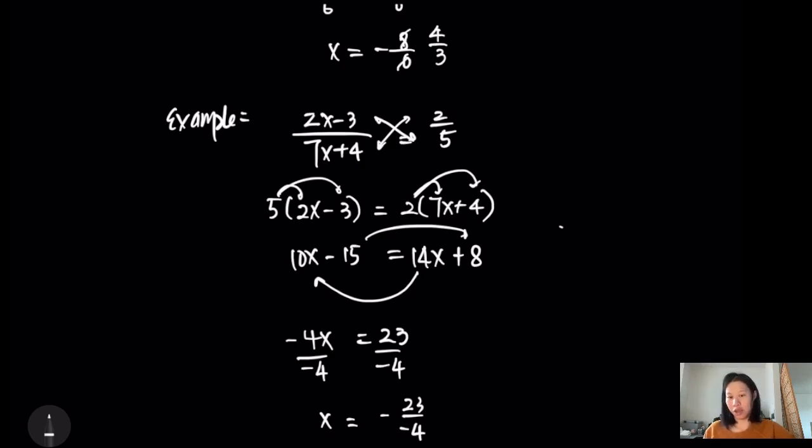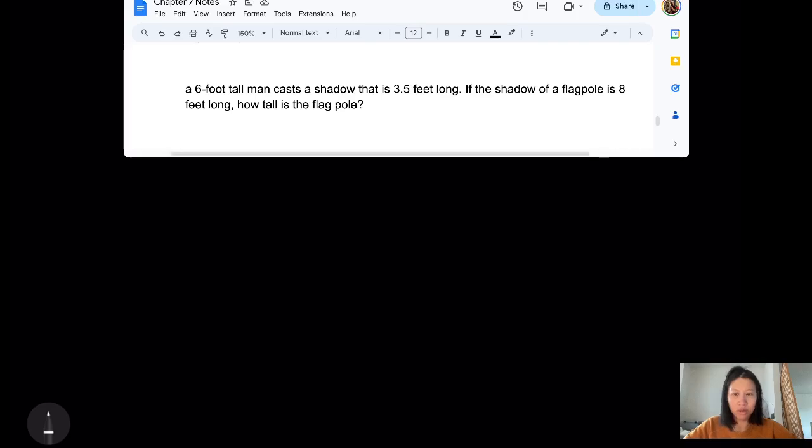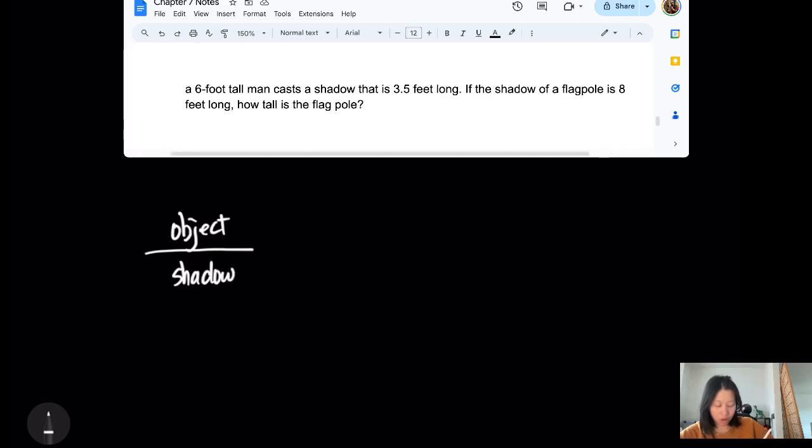Okay, so now let's try to apply this into an application problem. Let's say, a 6-foot man casts a shadow that is 3.5 feet long. If the shadow of a flagpole is 8 feet long, how tall is the flagpole? So in this question, we need to know what is the proportion here. Is the object over the shadow. They should be the same.